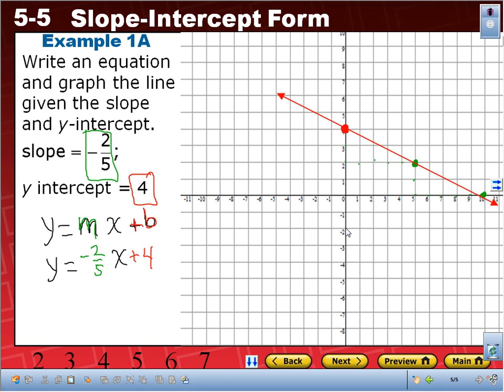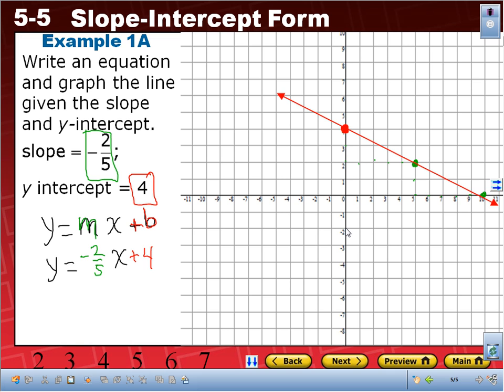You guys have your rulers. Make sure you're sketching your lines nice and straight. Make sure they have arrows at the end of the line, or else it's not a line, it's a line segment. Arrows at the end of the line. If you don't, it's not a line, it's a line segment.